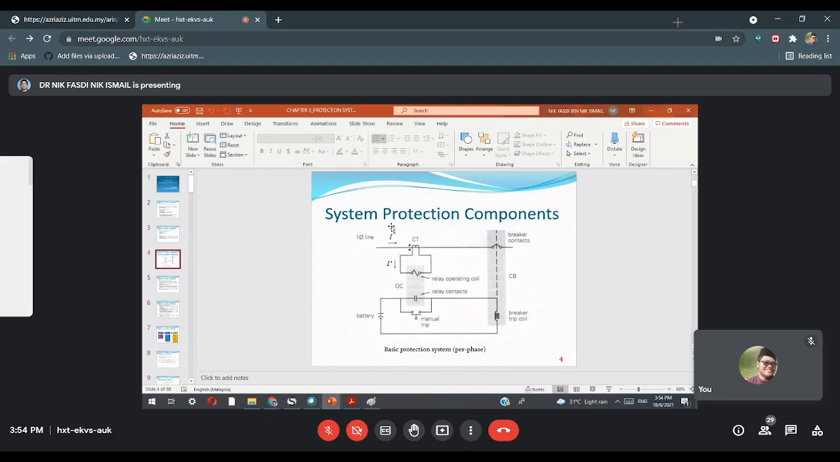So at the end, fault current ni dia kat sini ada load lah biasa. This is the load side. So what happen is fault current cannot go to the load side. So we can protect our load because of this breaker open.